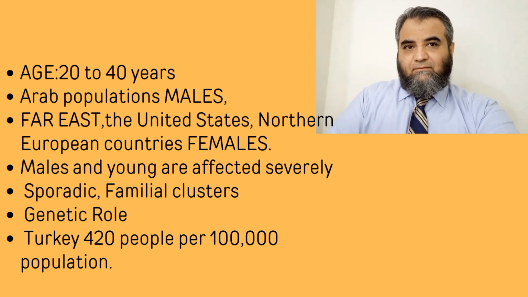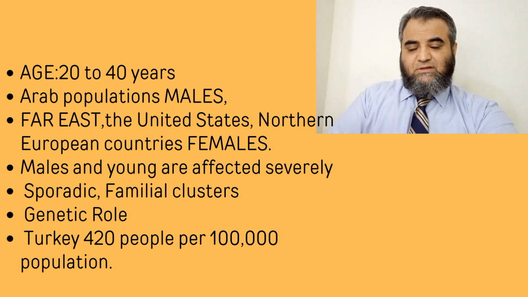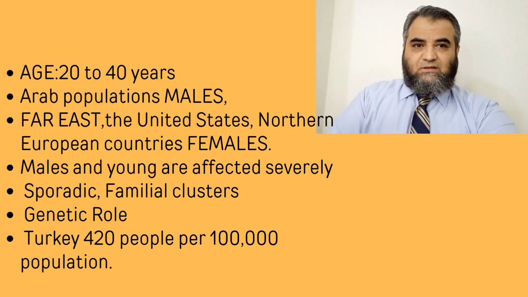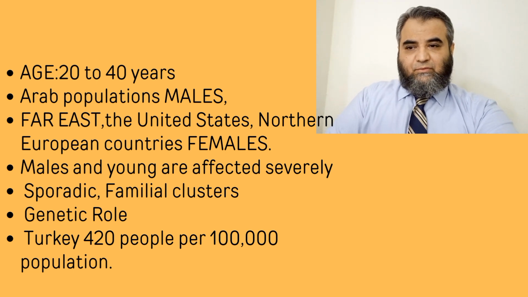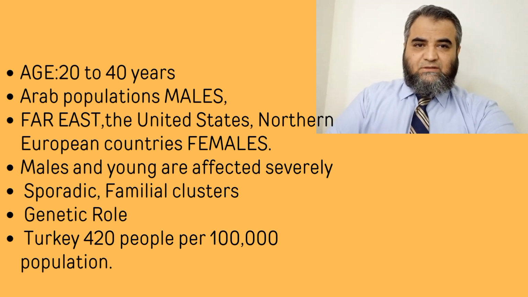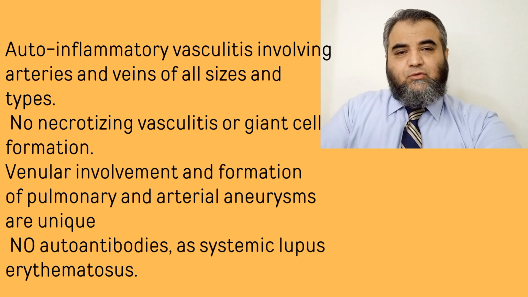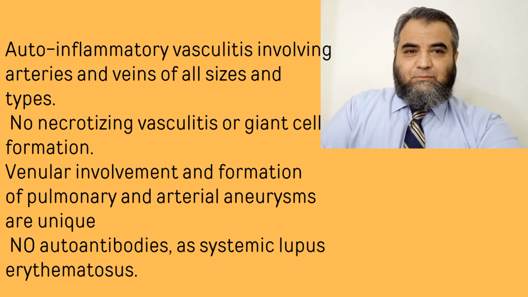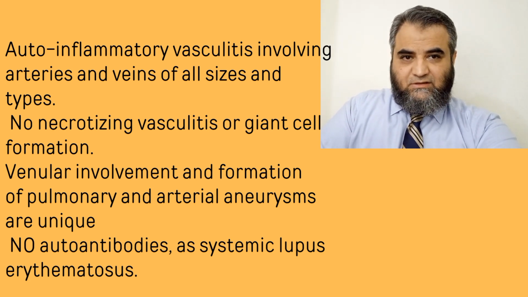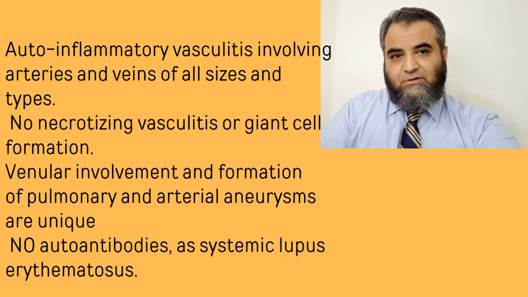And when we talk about genetic involvement, this disease does not follow the Mendelian mode of transmission. It is not autosomal recessive, dominant, or X-linked, nothing like that. Sporadic familial clusters have been found, and as I mentioned, the genetic role is that much. I mentioned HLA-B51. Country-wise, as I mentioned earlier, it is 420 per 100,000 people in the Turkish population. It is an auto-inflammatory disease involving all the arteries and veins of different sizes and types, but the vasculitis is not of the necrotizing type, and there is no giant cell formation in this type of vasculitis.